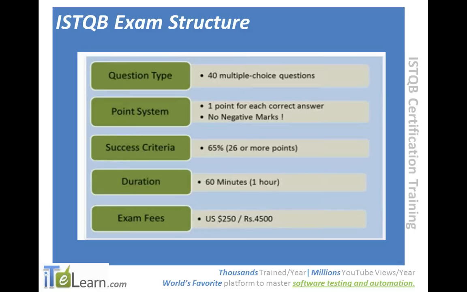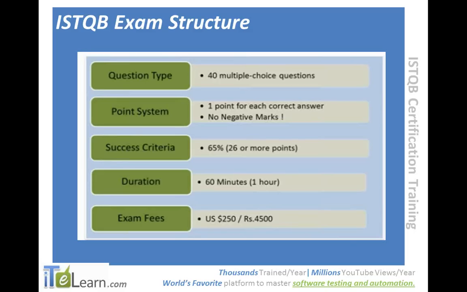Then there is a success criteria. To get the certification, the minimum percentage that you have to score is 65 percent, or basically you need to answer 26 or more points. So out of 40 questions you should get 26 or more. That is the success criteria for getting the certificate. The duration is about 1 hour, 60 minutes for the exam.